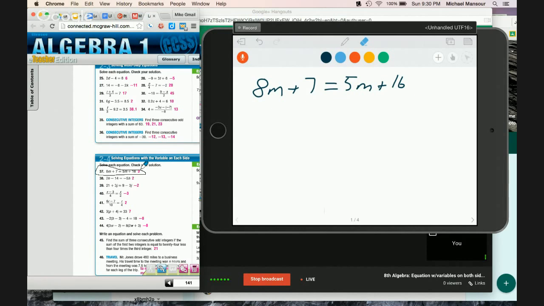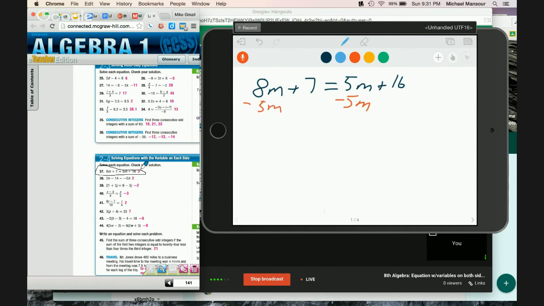So you've got 8m plus 7 equals 5m plus 16. I have that here up on the screen, and I'm going to solve this fairly basic equation here. We need to get all of our terms on the correct side. And like I said, in general, I like to keep the variable terms, in this case 8m and 5m. I like to keep the m term positive. So in this case, I'm going to subtract 5m from both sides, minus 5m.